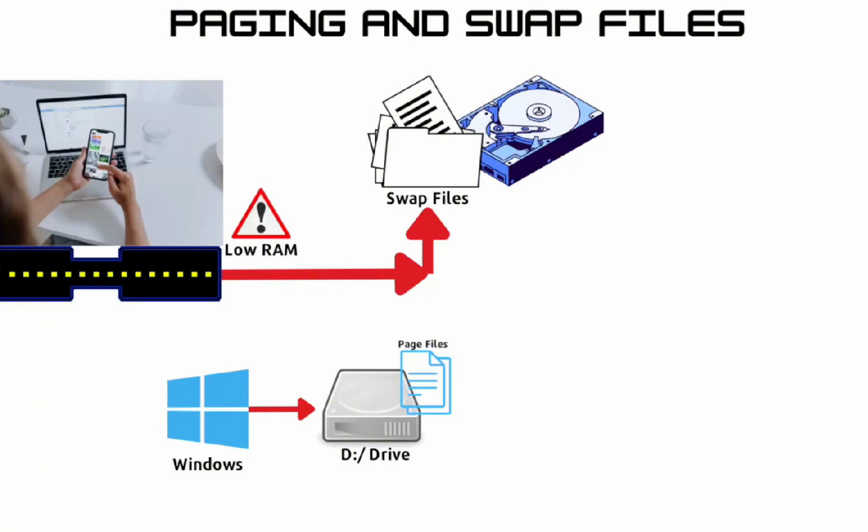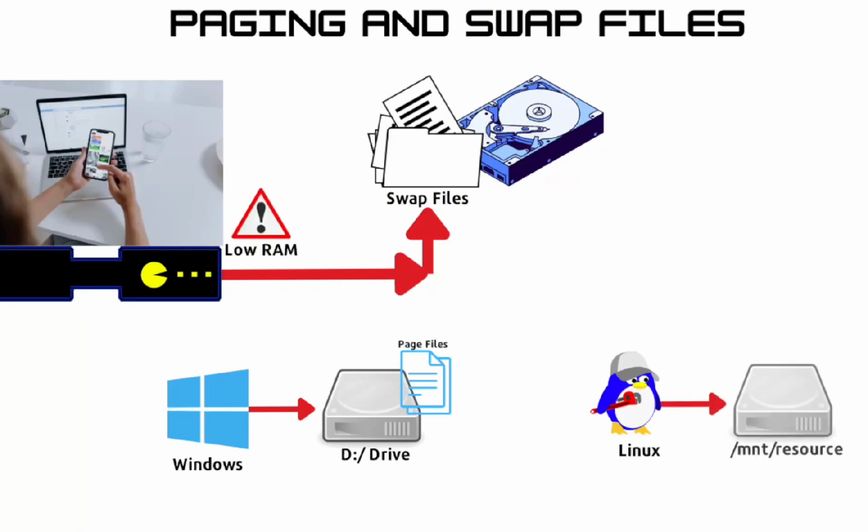Okay, and what about Linux? For Linux, swap files can live under /mnt/resource. You can set this up using a configuration file called the WA agent. Don't forget to restart the WA agent service after you have made any changes. Otherwise, the changes would not stick.